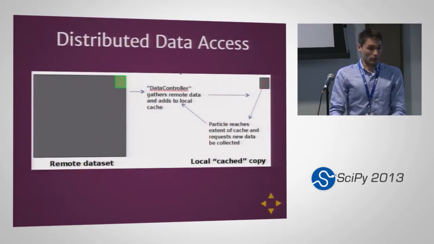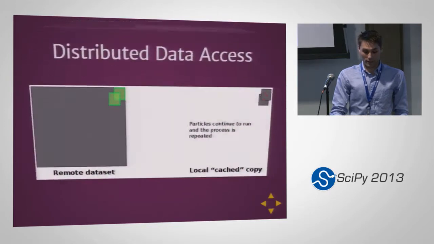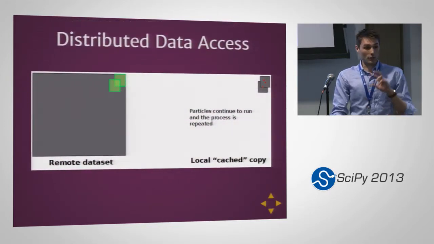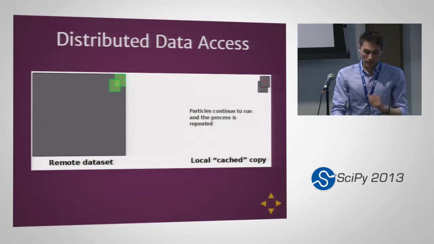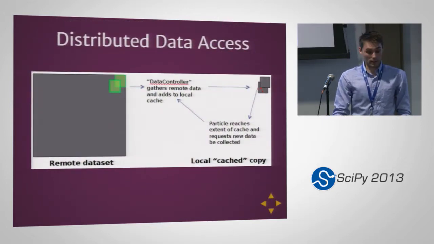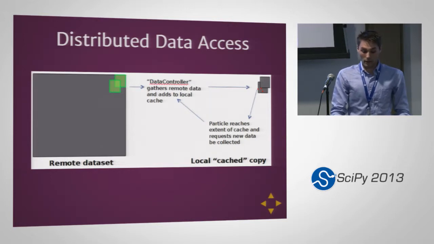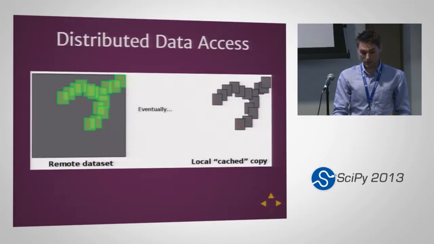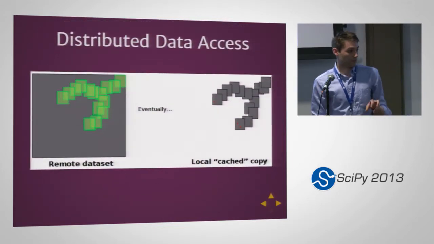And the data controller returns a larger slice of data in the cache that all of the particles running in parallel are using simultaneously. And when another particle reaches the limit of that data, or the cached data, another request is made to the remote server, which results ultimately in just enough data that you need to run the model.